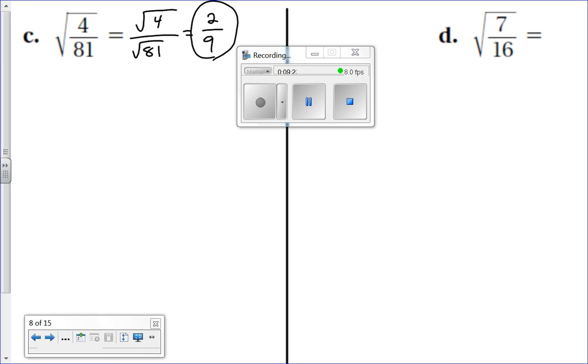Over here on the right, part D, I could give 7 his own radical. I could give 16 his own radical, but the square root of 16 is the only perfect square in this situation. So our final answer will be radical 7 over 4.